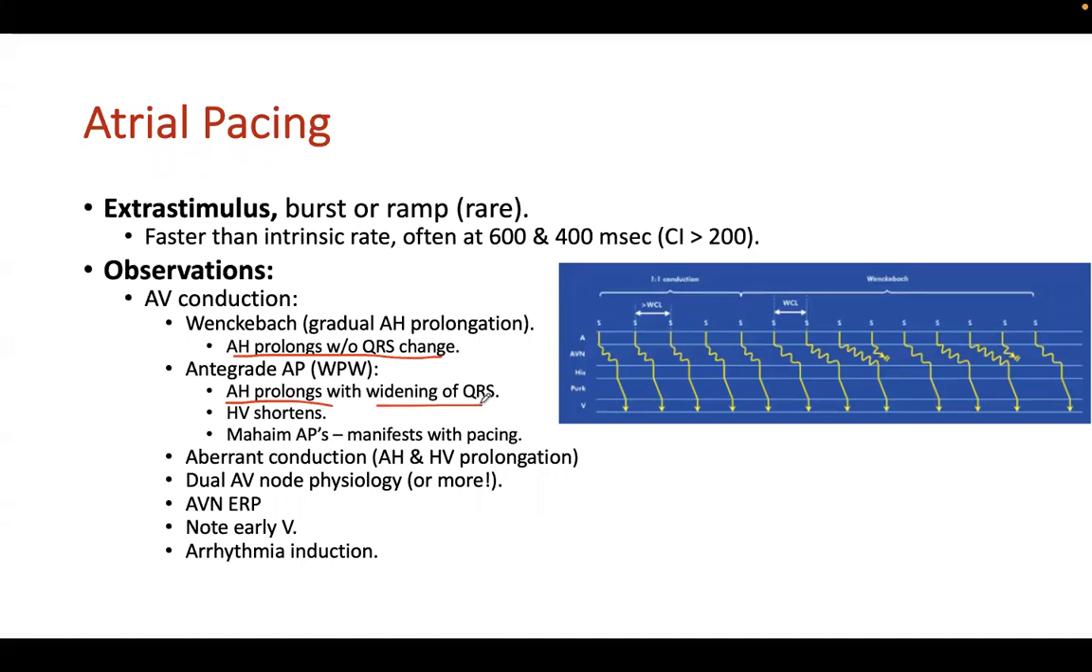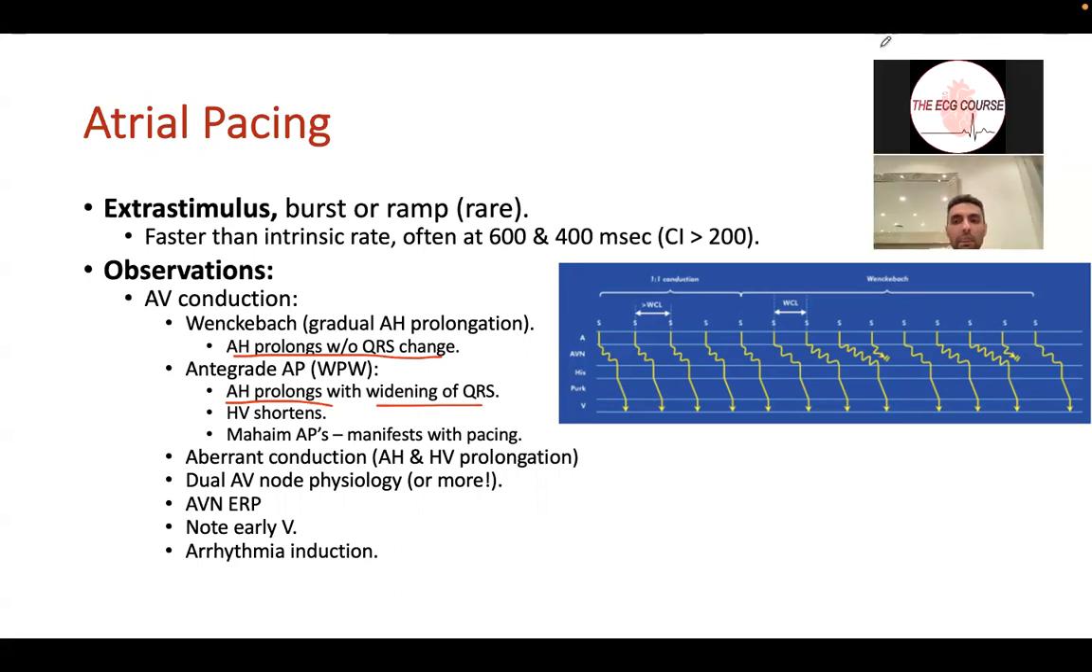Do you see my face? Right? You see my face or you don't see my face? Yeah, we see.